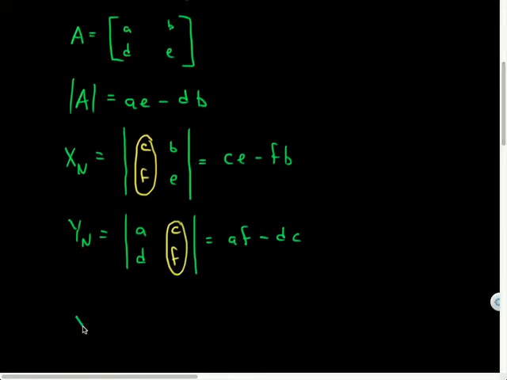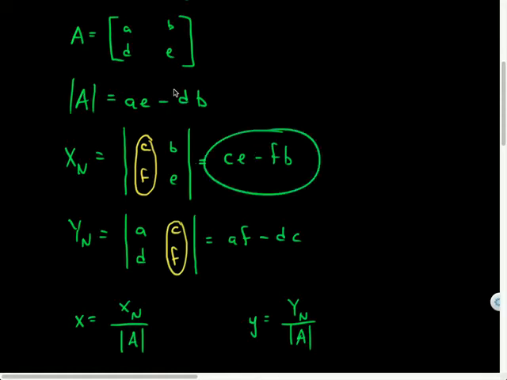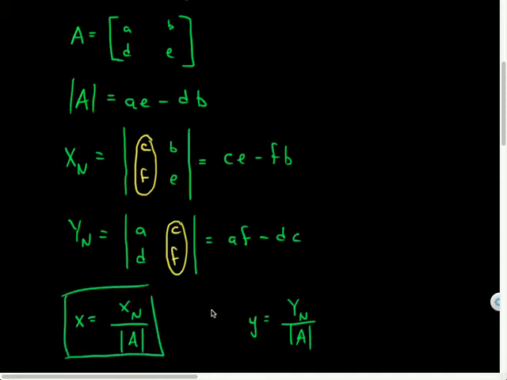Now to find the answer for x, little x will equal our X numerator over the determinant of matrix A. And our Y solution, little y, will equal our Y numerator over the determinant of matrix A. So it's just a ratio. For X, it's whatever this was divided by that. And that's essentially Cramer's rule right there. Those are our answers. It's all determinant based, and then you just divide them. I find that interesting.